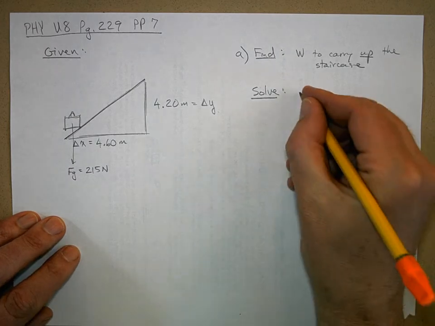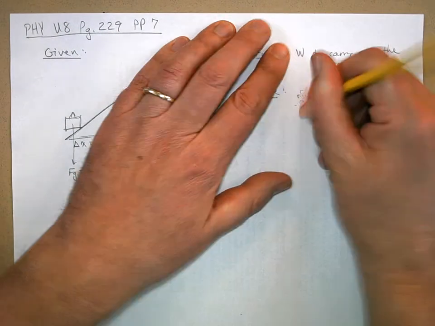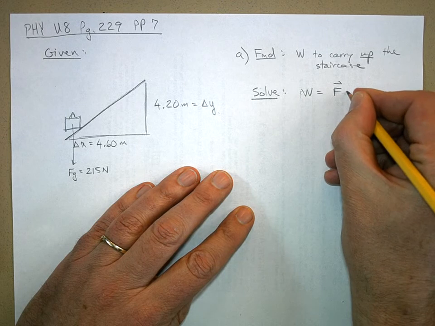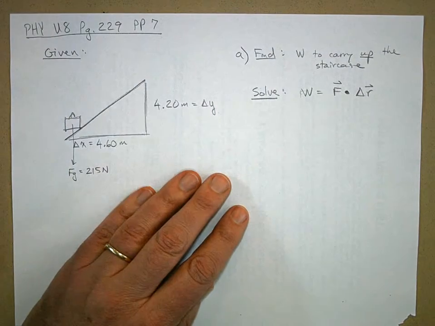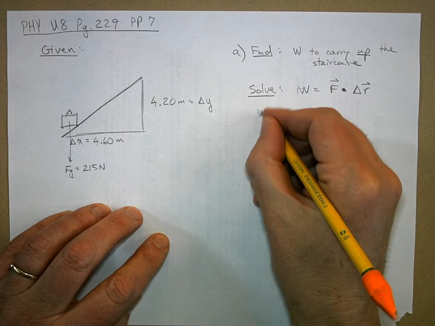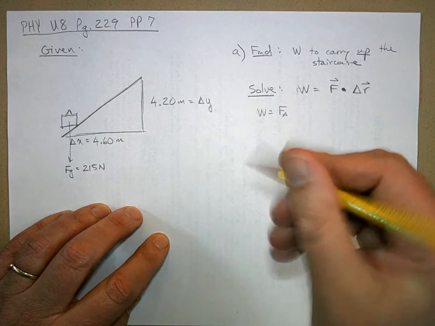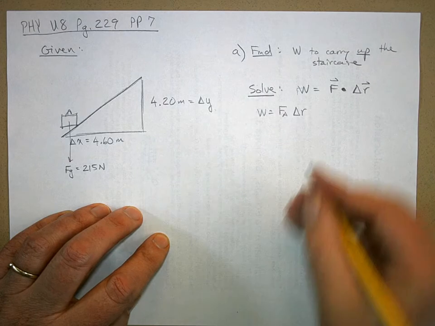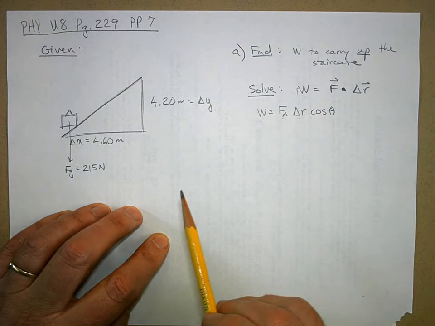Well, the work done is, let's write the equation down. The work is equal to the force dotted with the displacement. Right? Well, what does that mean? The work is the force that's being applied, the force that the person is applying, times the total displacement, times the cosine of the angle between the force and the displacement.